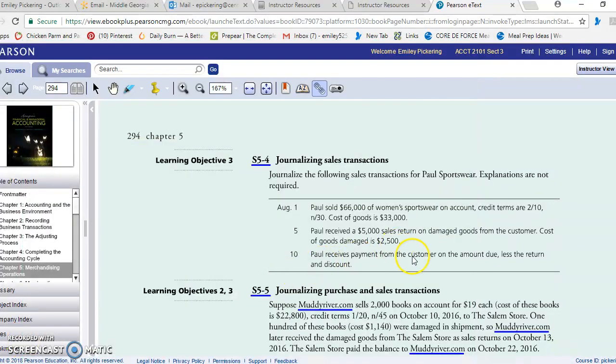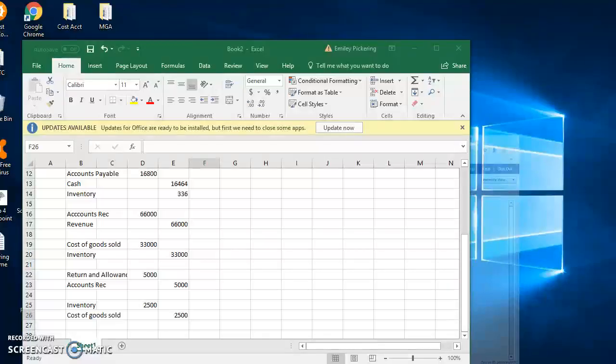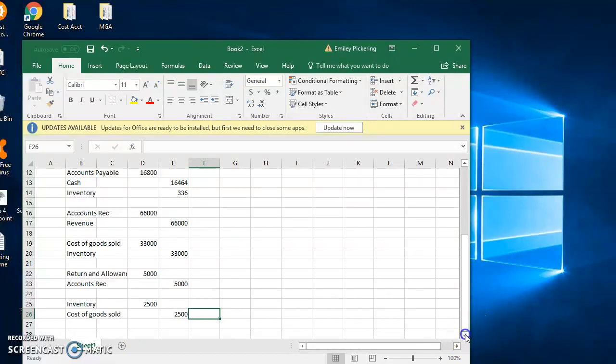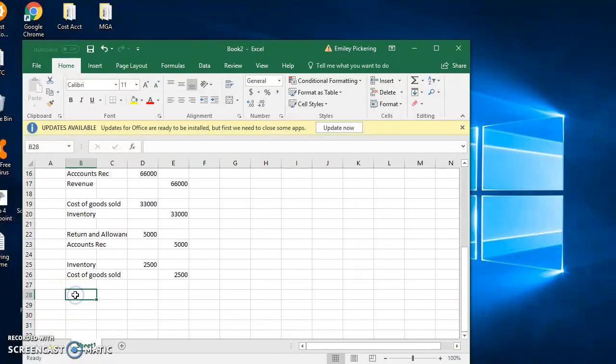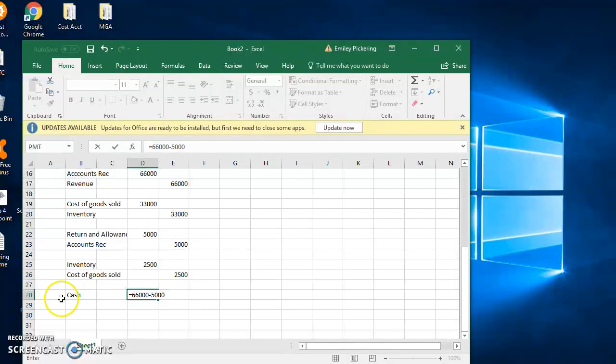So then we finally receive the payment from the customer on the amount due less the discount. So let's figure out how much that's going to be. How much are we actually receiving in cash? So it's going to be 6,100. Excuse me, 61,000 minus our discount. So let's just start from the beginning. So 66,000 minus what they returned, which was 5,000.